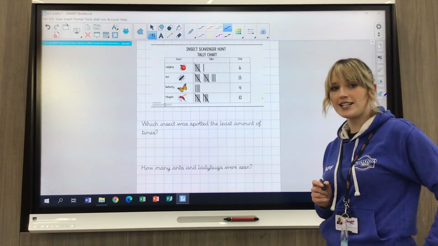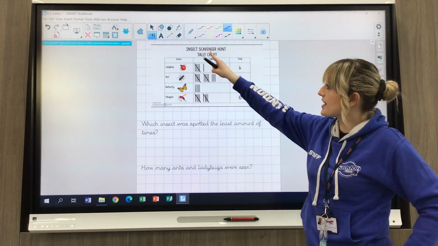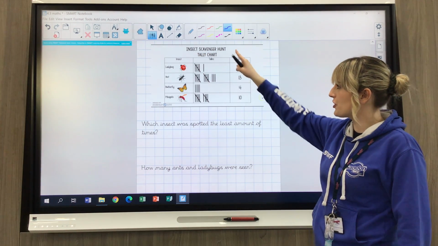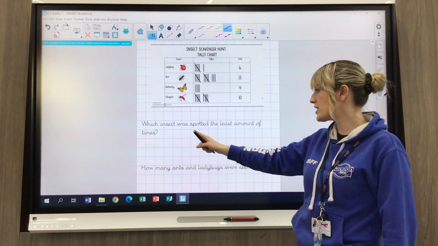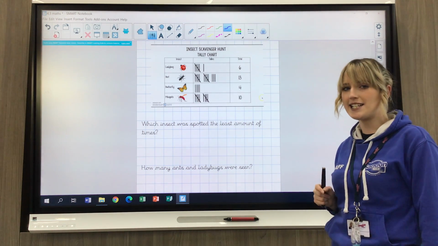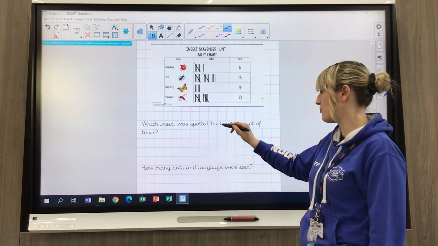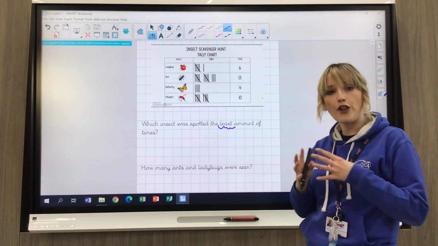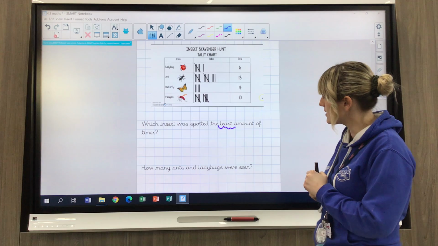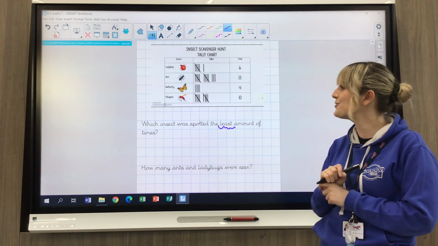Okay, so here we've got a tally chart, and we said it's an insect scavenger hunt. Okay, so it says which insect was spotted the least amount of time. So there's a keyword, least. So least means the lowest, the smallest. So which one's got the smallest number?